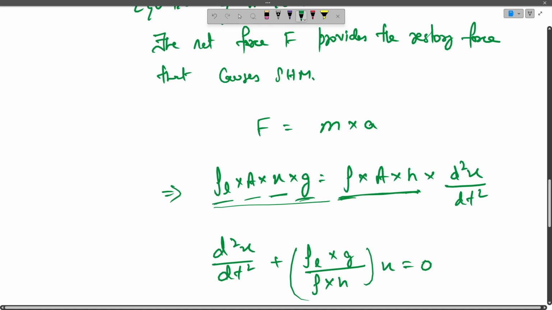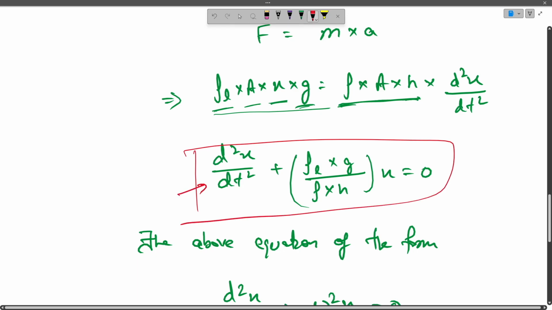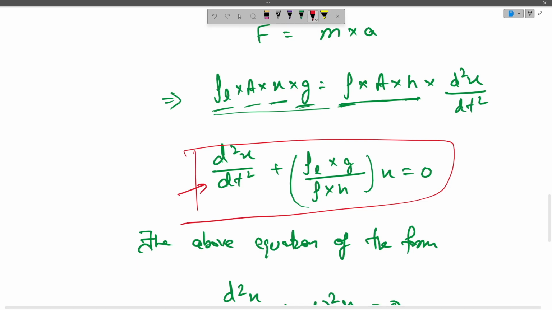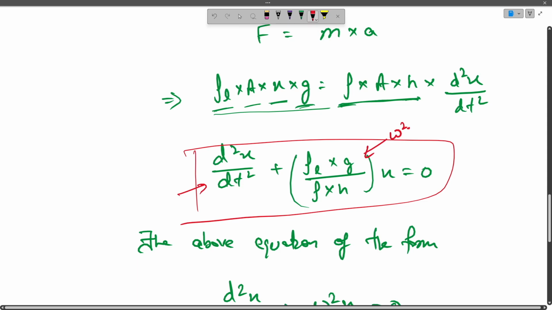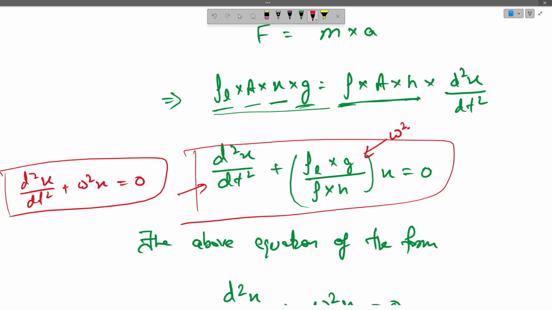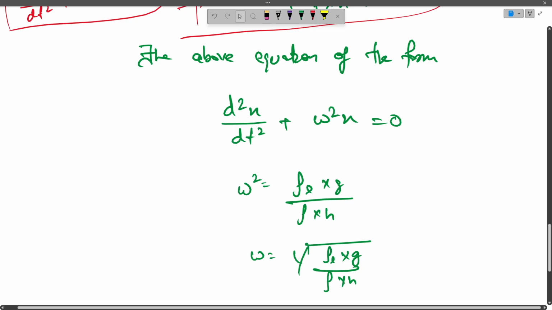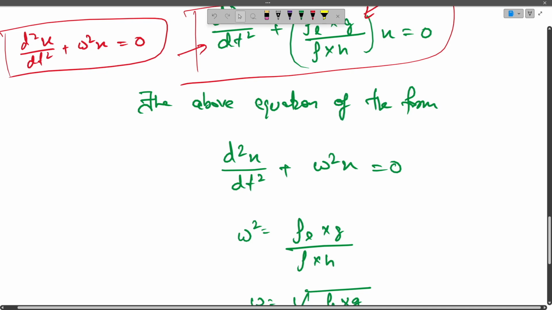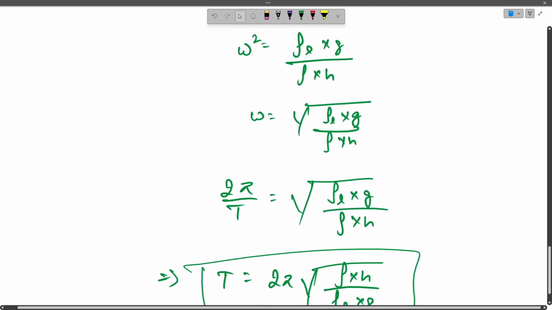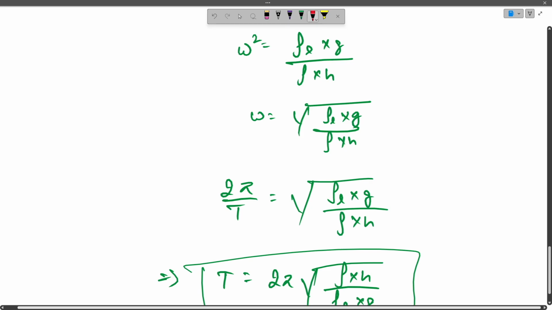Upon simplification we get the equation in this form. This is the differential form of simple harmonic motion: d2x by dt2 is the acceleration, and omega square x, so we can write it in general form as d2x by dt2 plus omega square x equals 0. Here omega is the angular frequency. When we compare, we get omega square equal to rho L g divided by rho h. Now when we find the time period using this, we get the time period as 2 pi root under rho h by rho L g. Thank you.